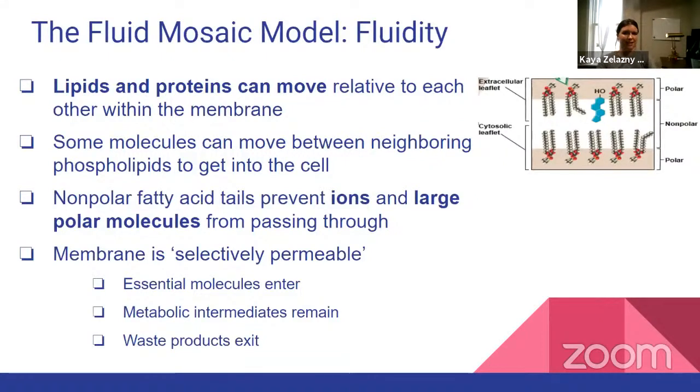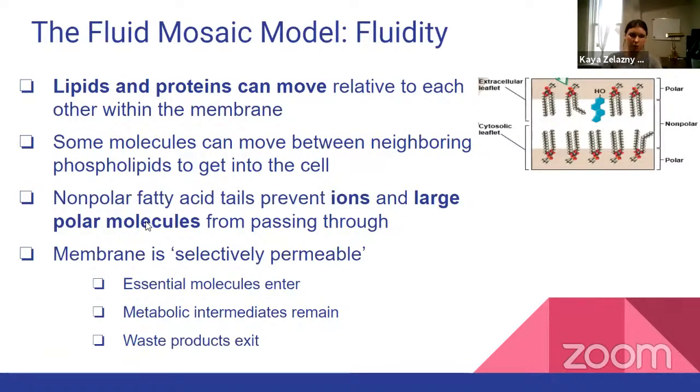So ions can't get through because even though they might be attracted to this polar head, depending on the polarity of that charge, so whether it's positive or negative, they're not going to be able to squeeze between phospholipids because they'd have to pass through this wide nonpolar region. A nonpolar region is hydrophobic and it repels anything that's charged.